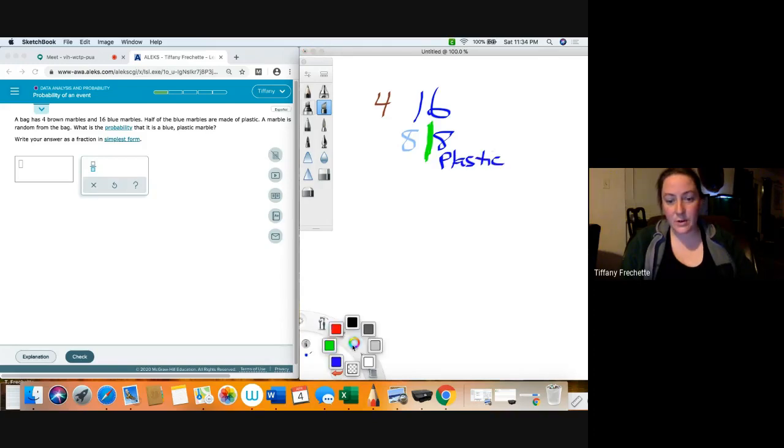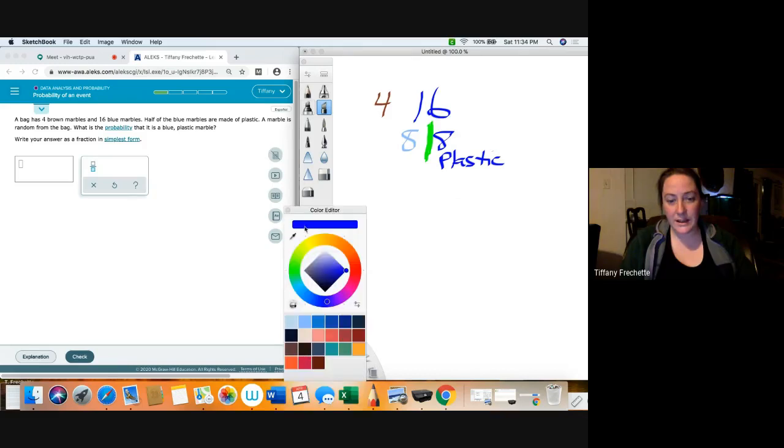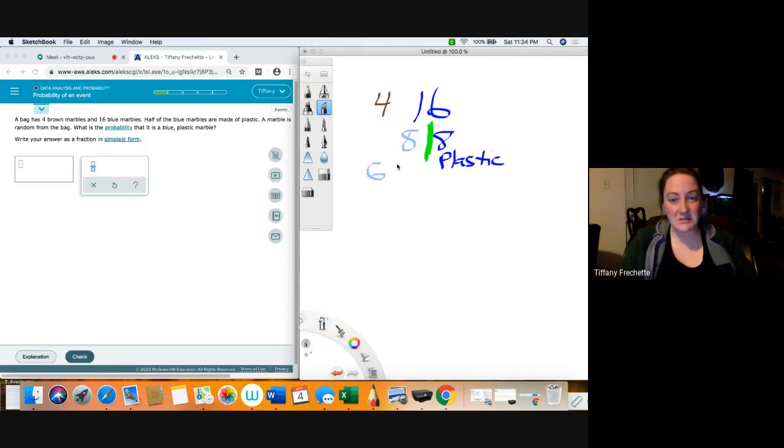We don't necessarily know what the other ones are, but we can kind of guess. It's a marble, it's probably glass. I'm going to go with glass. There's not a lot of other things that marbles are made out of. Maybe stone, but generally I think it's glass or plastic. So a marble is randomly chosen from the bag. What is the probability that it is a blue plastic marble?